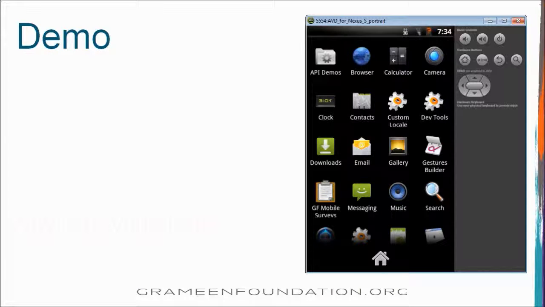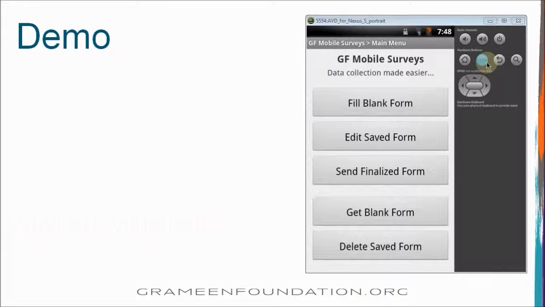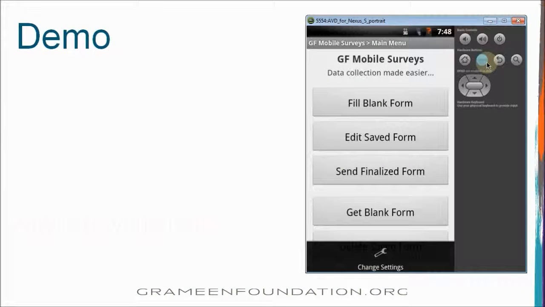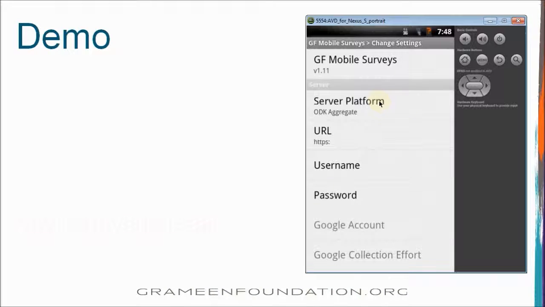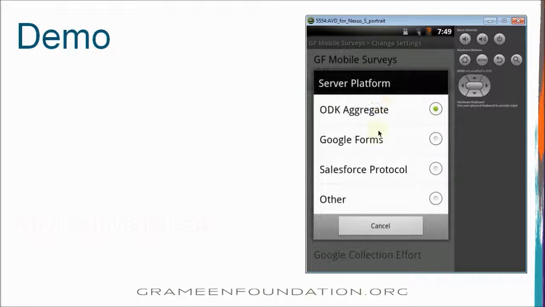Open the app. You see the main menu for GF Mobile Surveys. Press the menu key on the keypad. Press Change Settings option that appear on the bottom of the screen. In the Server section, press on Server Platform and select Salesforce Protocol.